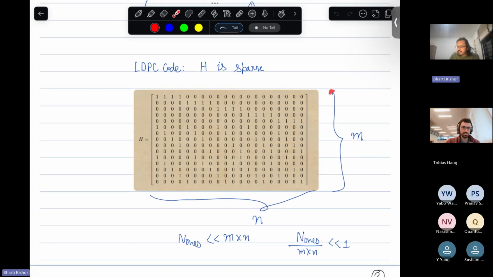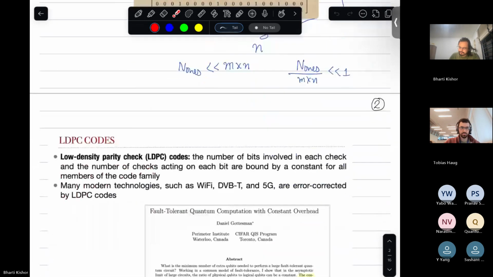Normally, let's say your parity check matrix has m rows and n columns. If the number of ones that you have is much smaller than m cross n, then you will call it a low density parity check code. So the number of ones divided by m cross n should be much smaller than 1. If that is the case, then you have an LDPC code.